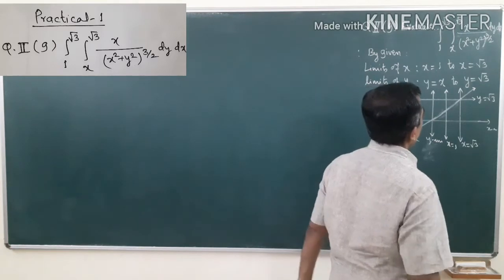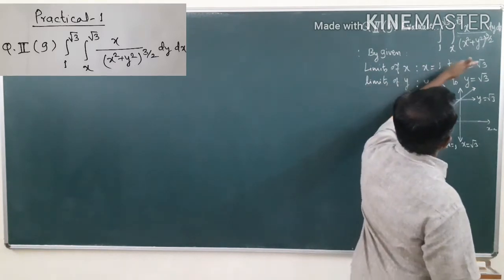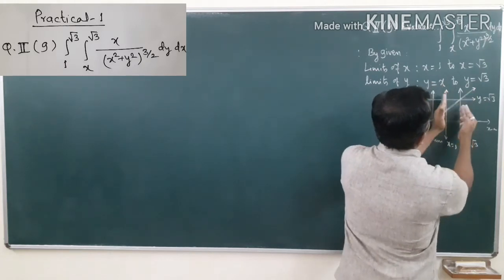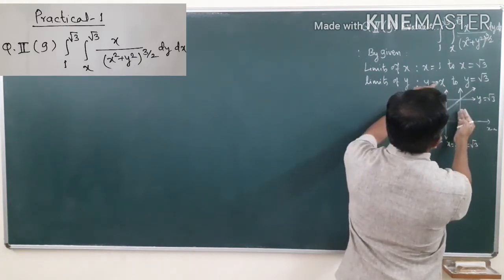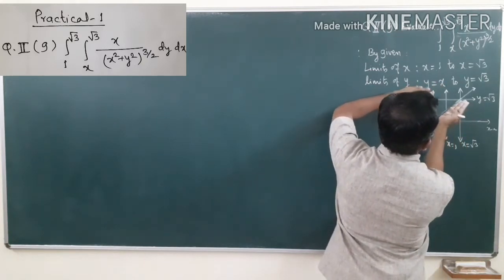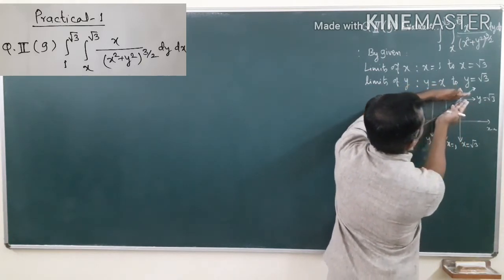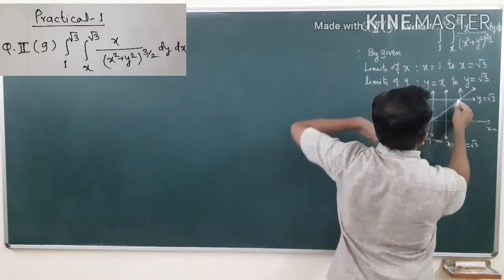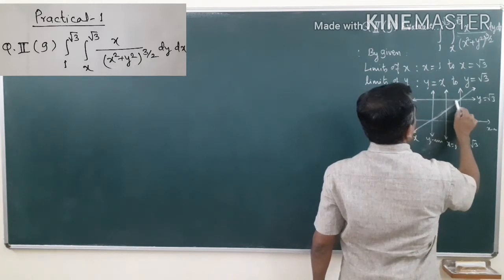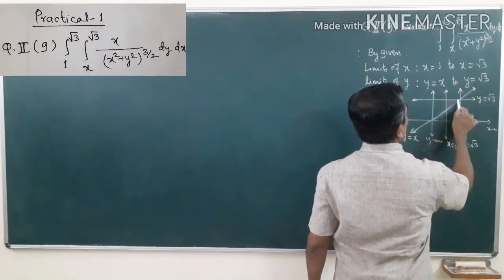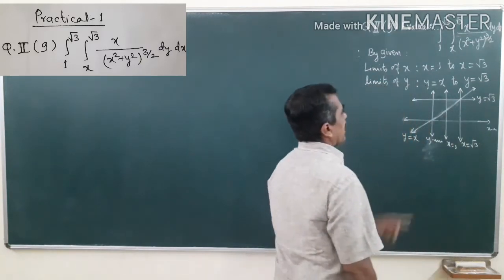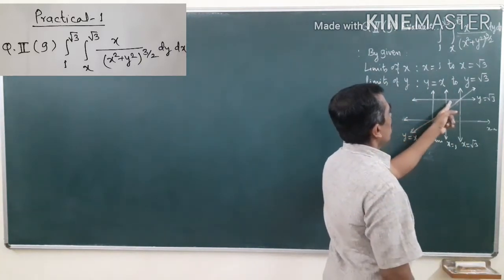Now, see the region of integration. X is equal to 1 to x is equal to root 3, region between these two lines. Then, see the lower limit of y is y is equal to x, to y is equal to root 3. So, between these two, this region is the region of integration. This is our region of integration.